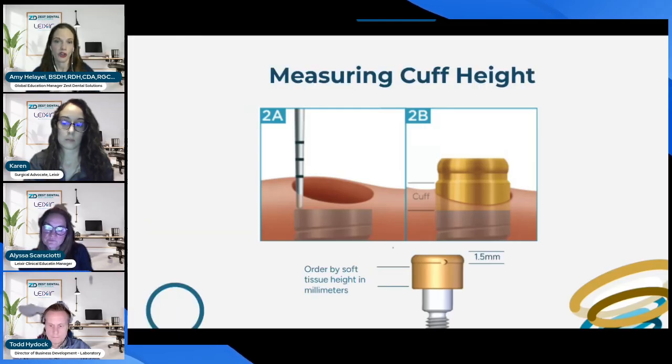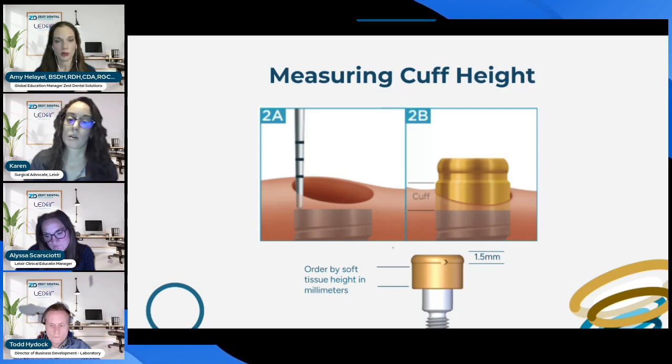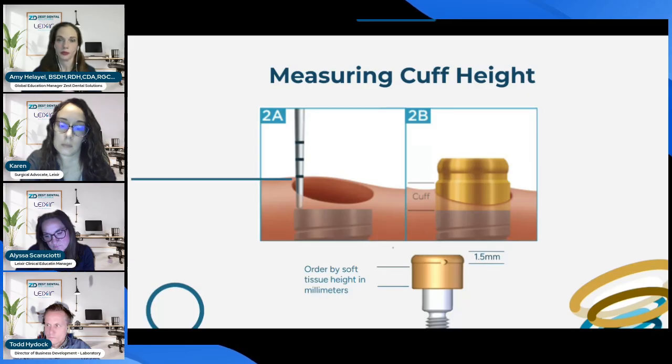So here's another graphic of what we mean when you're measuring that platform of the implant, to the deepest point of the gingival tissue, and that is the cuff height. You don't need to do any other measurements. You don't need to add any additional height or math. We've done that for you at Zest. All you need to do is measure that gum tissue, and that's going to be the locator abutment height that you're going to be ordering.